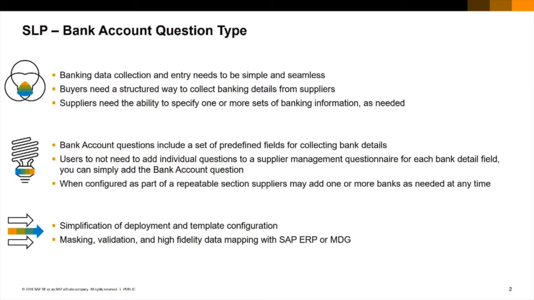to these as needed. The bank account question type includes a set of predefined fields for collecting bank information. No longer do users need to add individual questions to a questionnaire for each bank detail field. Now they can simply add the bank account question, and it contains all of the applicable fields needed to collect bank account information. When you use the bank account question type with a repeatable section, it gives suppliers the ability to add details for as many financial institutions as they need.